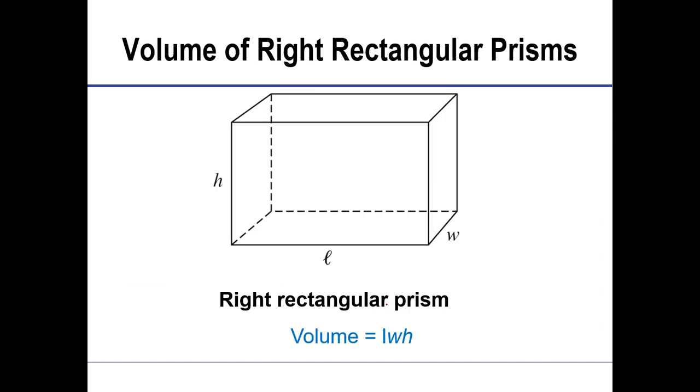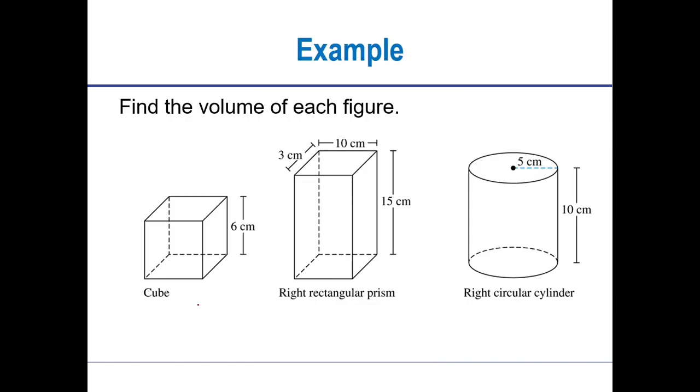The volume of a right rectangular prism is given by the formula, volume equals length times width times height. So let's use this formula for the following examples. Find the volume of each figure.